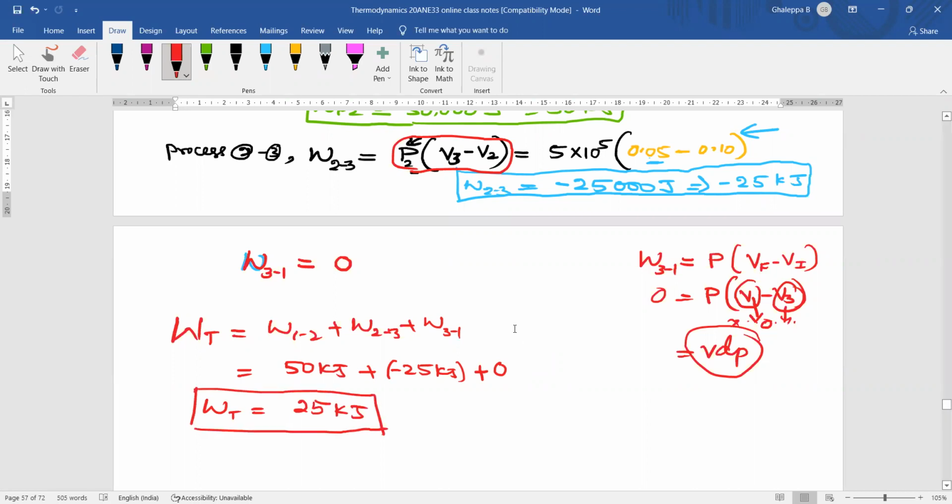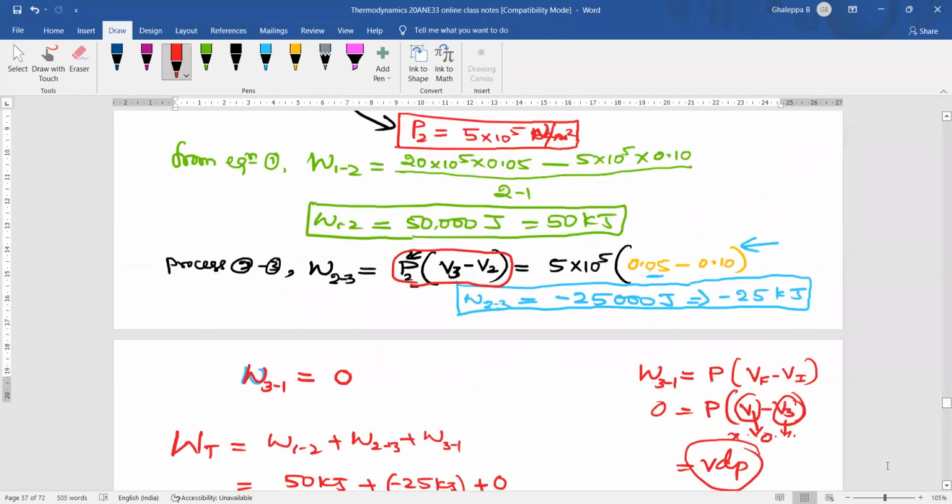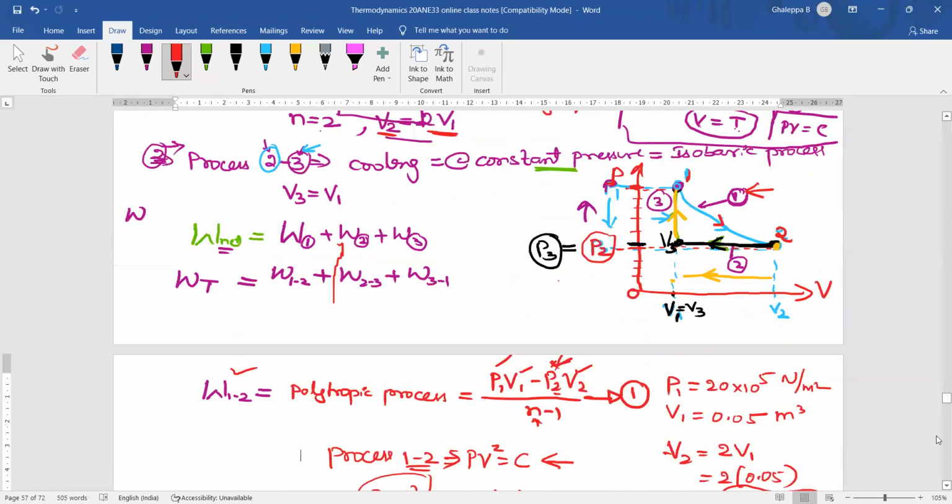Any doubts? This numerical includes three processes. They may give 4, they may give 2, they may give any number. Individually calculate the work done and substitute all the values. Any doubts? No, sir.